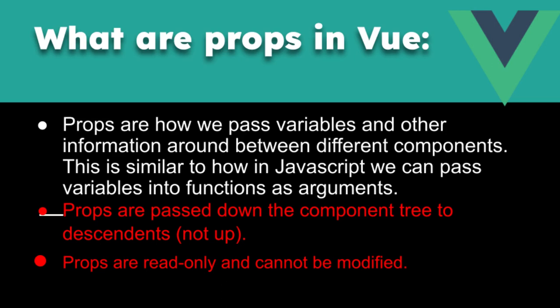Props are how we pass variables and other information around and between different Vue.js components. It's similar to how we pass variables into functions as arguments in simple JavaScript. Props are passed down to the component in descending order. Props are read only and cannot be modified by the child components in which they are used. Okay, these are the props in Vue.js.